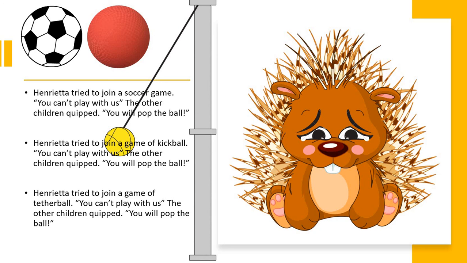So I did Henrietta again. I did the porcupine, and then I did the sad eyes on top. And then I found a soccer ball, a kickball, and then a tetherball, all with transparent backgrounds that I pasted on there. And then I made the tetherball kind of go behind the words by making the text come in front. I can help you with all of these things if you need help with your PowerPoint format.